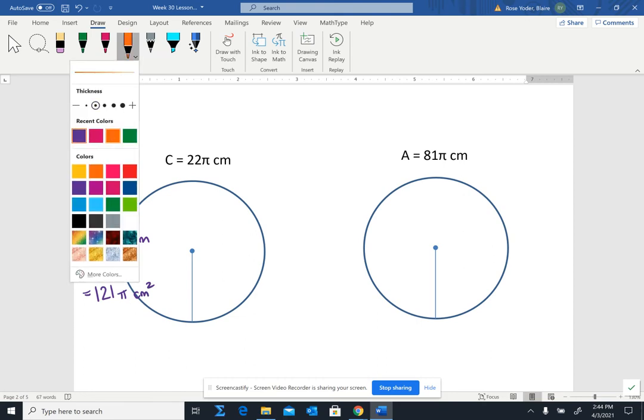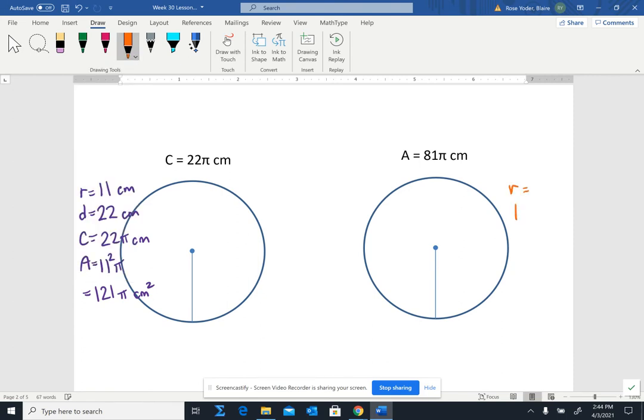All right, our final one. Like I said before, write out your RDCA, try to pause it and see if you can do it for yourself.